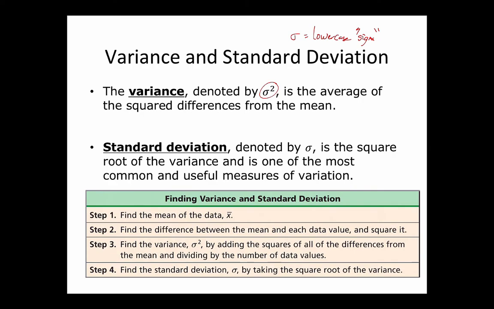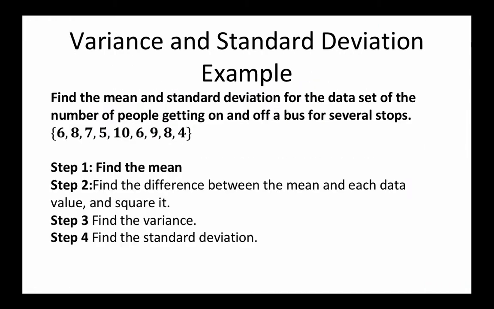So let's start working through this. So here's the data set. We're asked to find the mean and standard deviation of the data set of the number of people getting on and off a bus for several stops. So at one stop, there are 6 people, then 8 people, then 7, 5, 10, 6, 9, 8, 4. I'm going to walk through the steps.